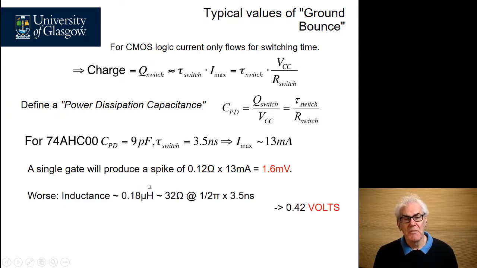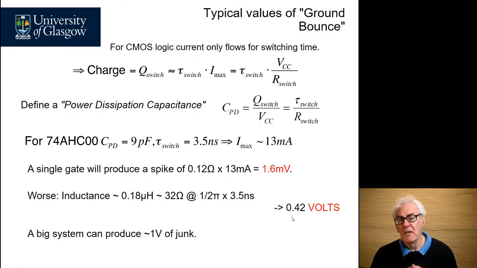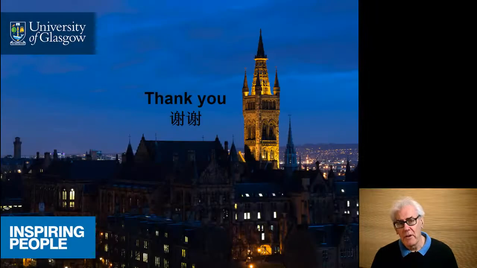However, if we assume that there's some inductance in the track, and let's assume the inductance is about 0.2 microhenries, that is equivalent to about 32 ohms as impedance. So times the speed of the pulse, we now get 0.42 volts of a current spike. A large digital system can produce up to 1 volt of just ground bounce junk, and it's very difficult to control this. We're now going to go on to look at how we can control ground bounce in these events.